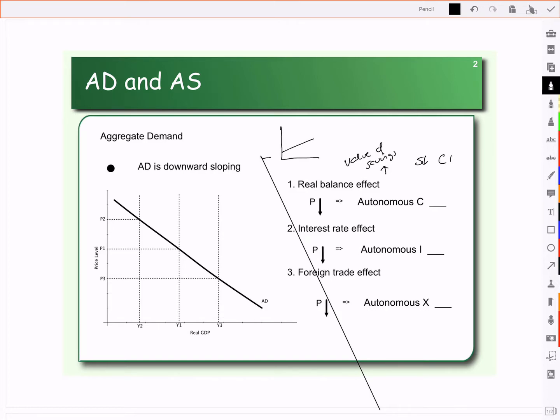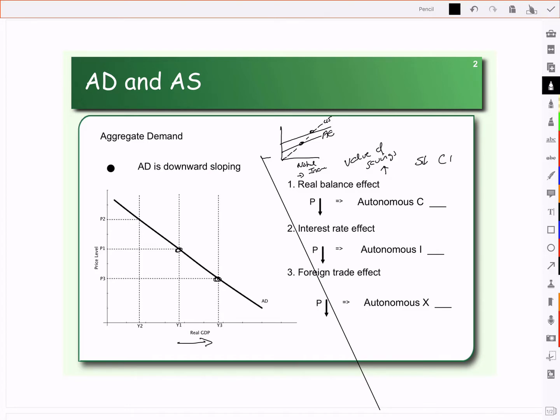And so you'll recall, we had our aggregate expenditure function here and our 45-degree line here. And so the real balance effect says prices fall, aggregate expenditures will increase. And so what we see is that national income went up. And we know that we can measure the size of our economy in terms of national income or gross domestic product. So as the price went down, real GDP went up because our national income went up.